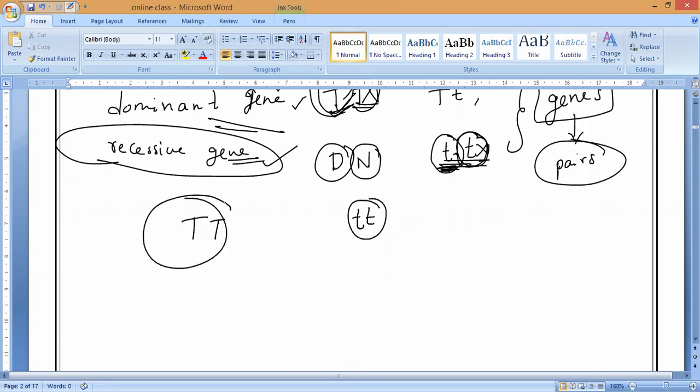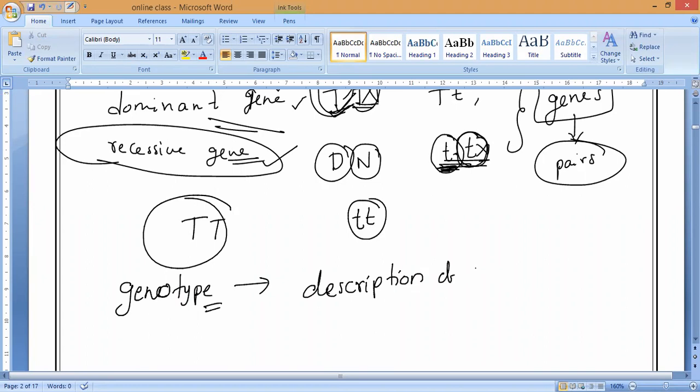So this is what we say is the genotype of the organism. In the sense that it is a description of the genes present in the organism. That is what we call genotype. So genotype means, in the sense of what, guys? A description of genes, meaning what genes are present in the organism, is called the genotype.